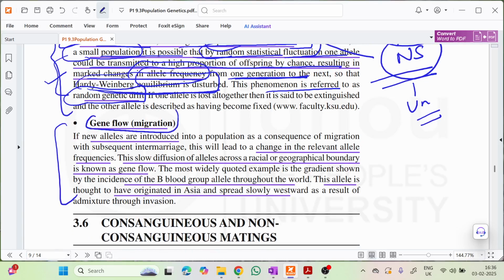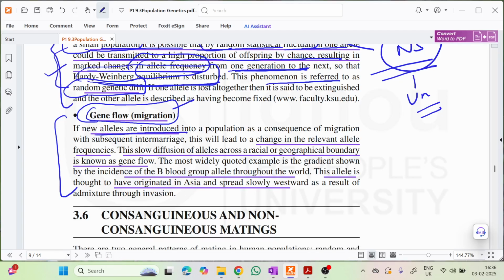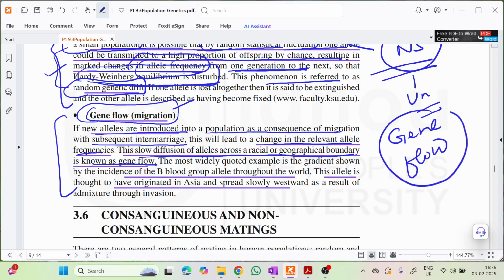Then let's finally have a look at gene flow or migration. If new alleles are introduced into a population as a consequence of migration with subsequent intermarriage, this will lead to a change in relevant allele frequencies. This slow diffusion of alleles across a racial or geographical boundary is known as gene flow. As the name suggests, gene flow talks about the flow of genes across barriers.